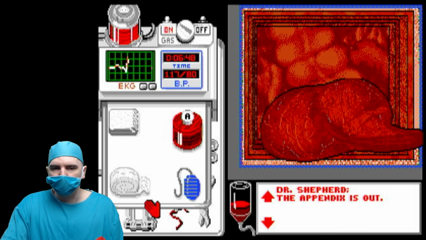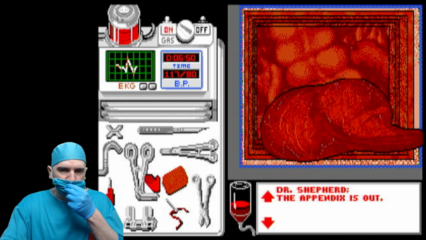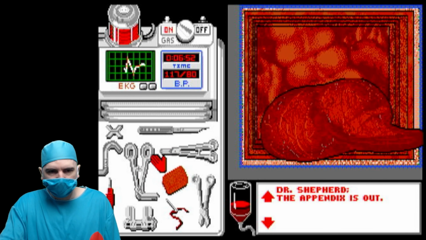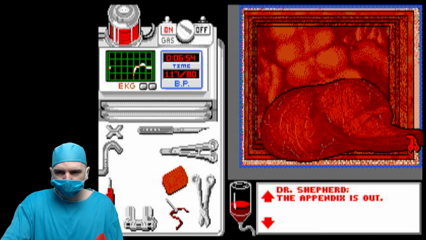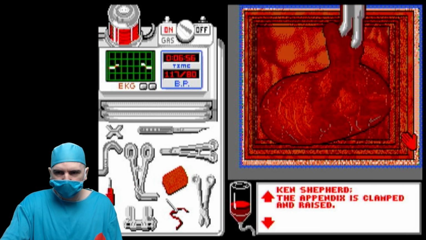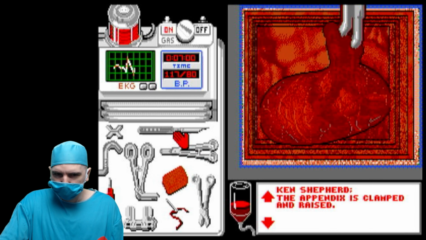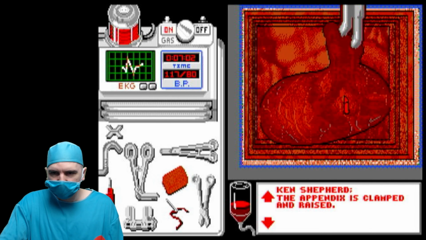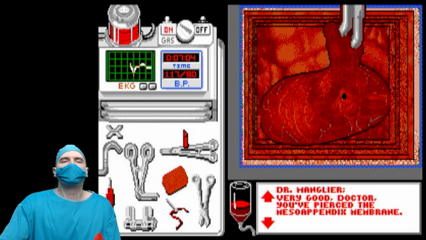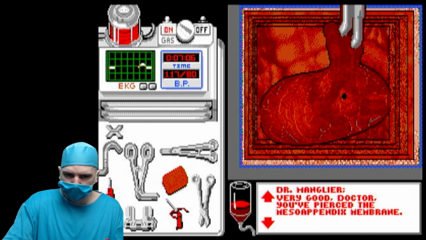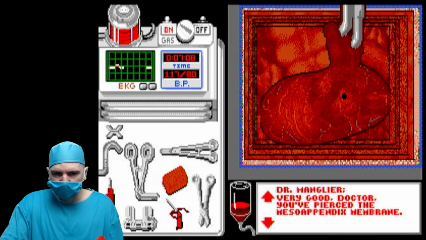Right, so important that we put things in the right location. So we get a clamp and we clamp it here. It's got to be correct. The appendix is clamped and raised. Scalpel. We do a small cut here. Very good, doctor. You've pierced the mesoappendix membrane.